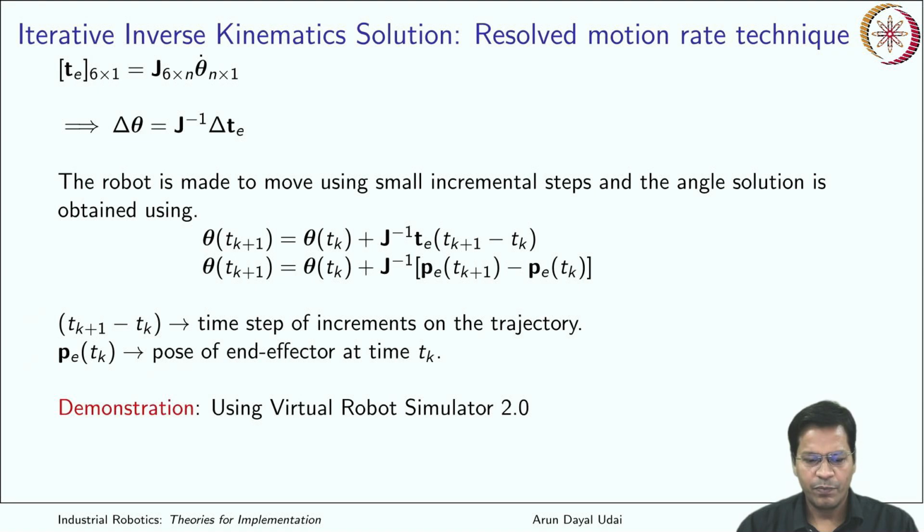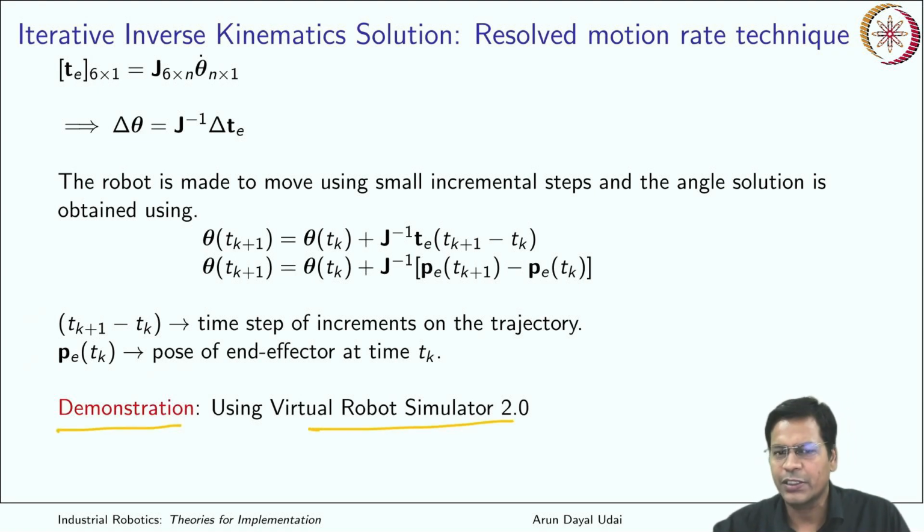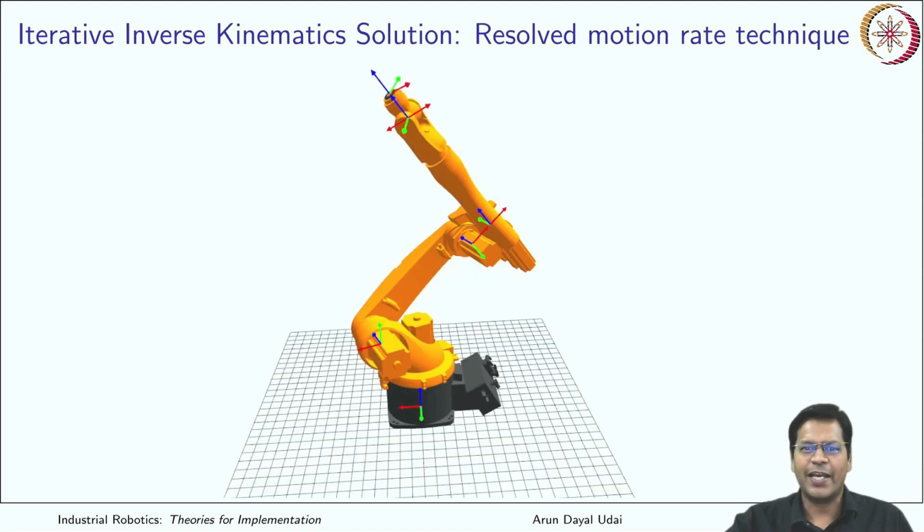So that is with time. I can show you this using the virtual robot simulator that I was just using. Okay, I can make it like this. Let us first try moving in Cartesian with this only. Let us see if it moves.